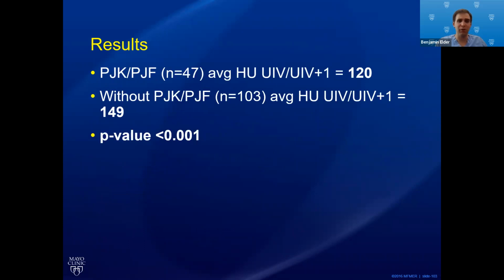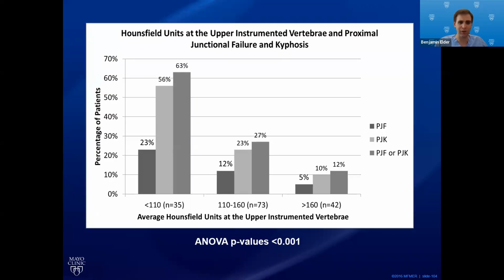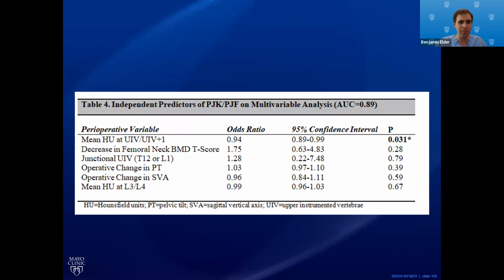So in patients without PJK, Hounsfield units were about 149 at these junctional levels, whereas those with PJK or PJF, it was about 120, and this was a significant difference. Again, if we group these in the patients with less than 110, we see that this encompasses about 63% of the patients with junctional failure and 56% with PJK, and so significantly higher risk compared to this intermediate group and the group with more normal bone density at the top levels.